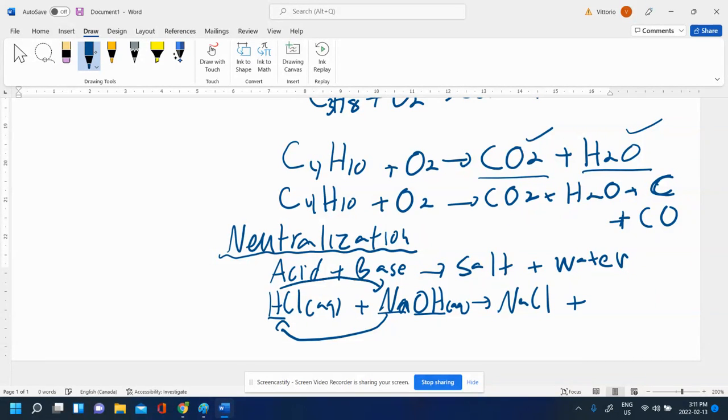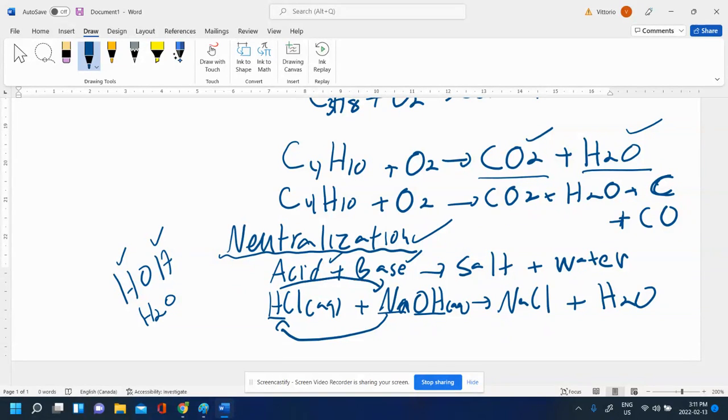And then when the H goes with the OH, that's HOH. HOH, if you look carefully, is just two H's and one O. That's H2O. So this is a double displacement reaction between an acid and a base. It gives you a special type of double displacement called a neutralization.